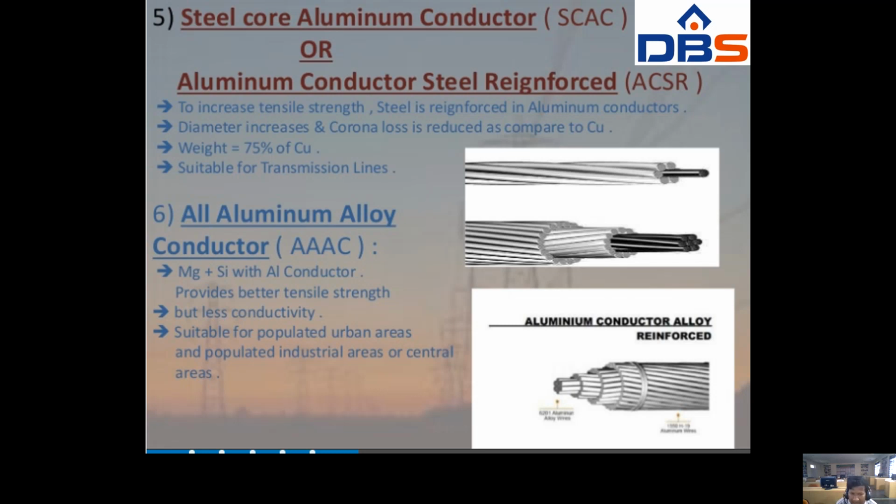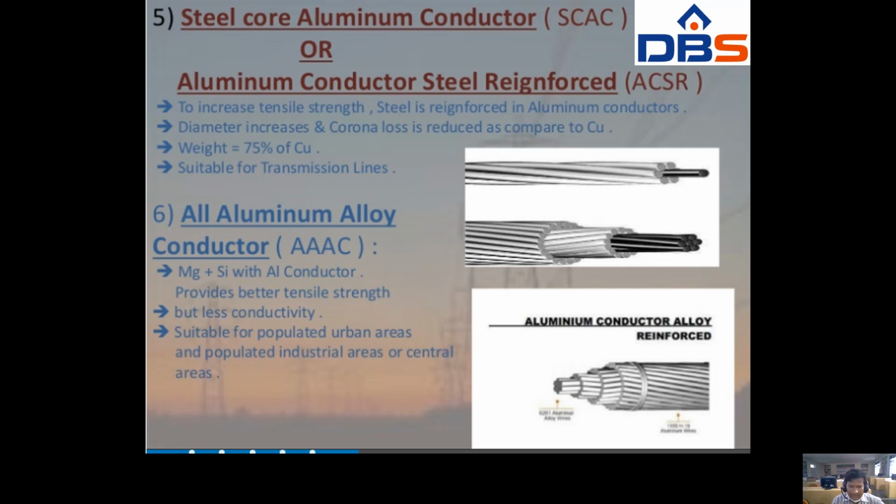As diameter increases, corona loss is reduced compared to copper. Generally, as diameter increases, copper losses and corona losses increase, but here corona loss is reduced compared to copper. Weight is very less, 70% of the copper. It is well suited for nowadays transmission line systems. That's why now we are utilizing aluminum conductor steel reinforced, otherwise steel reinforced aluminum conductor.